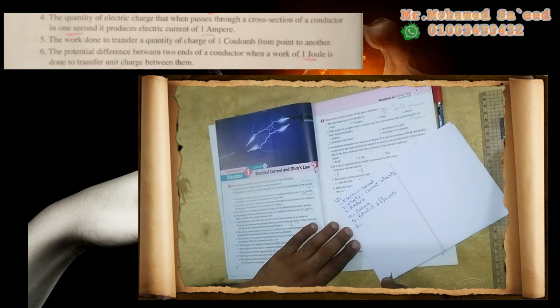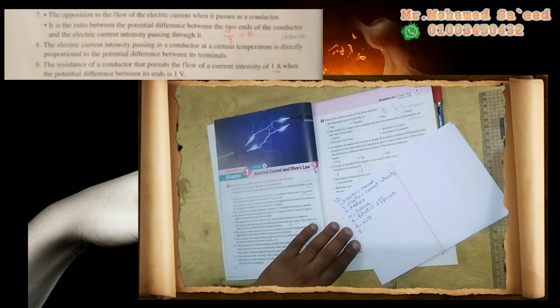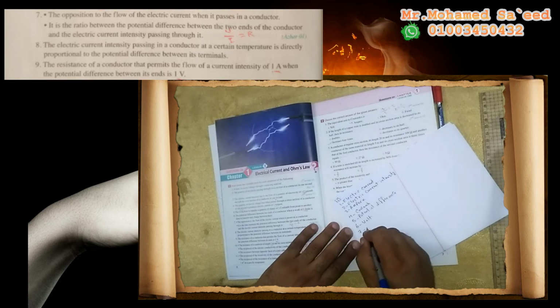Number 6. The potential difference between two ends of a conductor when a work of 1 joule is done to transfer unit charge between them: volt. Number 7. The opposition of the flow of the electric current when it passes in a conductor. Also, it is the ratio between the potential difference between the two ends of a conductor and the electric current intensity passing through it: electric resistance.